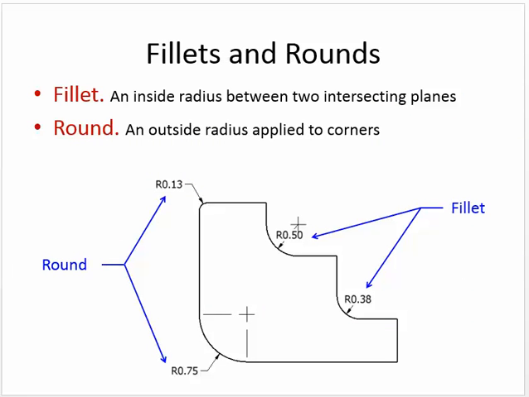Fillets and rounds. A fillet is an inside, a round is an outside. So this right here is a round, this is a fillet. We use the same button on Inventor to do both of those. The thing I want to point out is that here they have this center point, here they have a center point, here they don't. Some of that's going to be a little bit arbitrary, meaning it's going to be a little bit up to you.